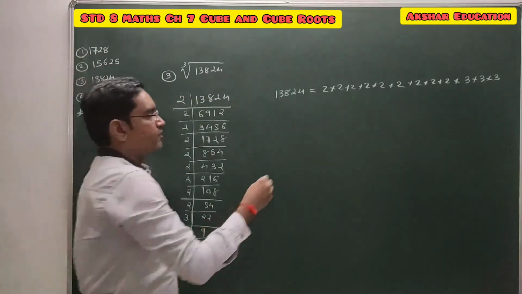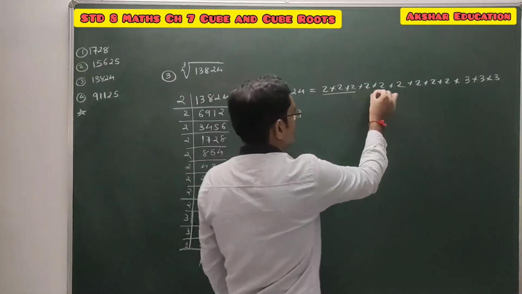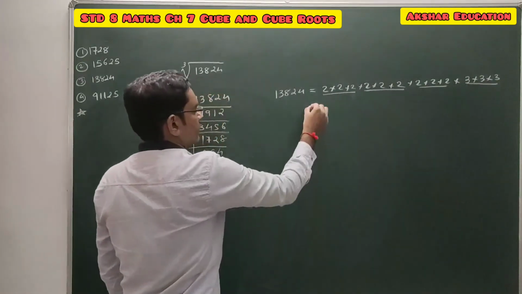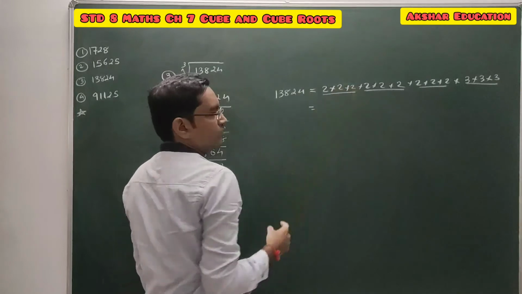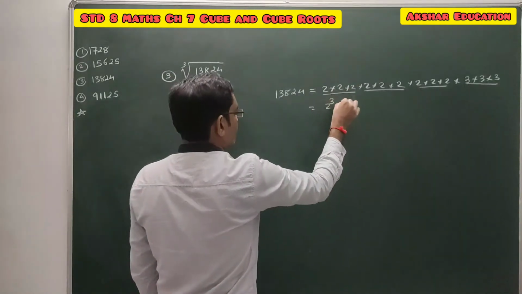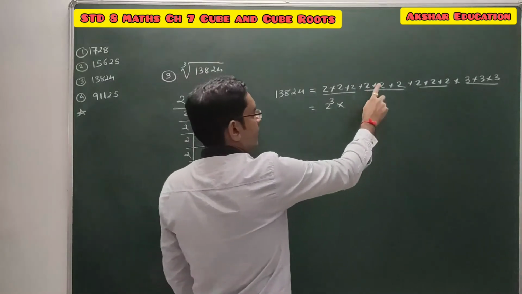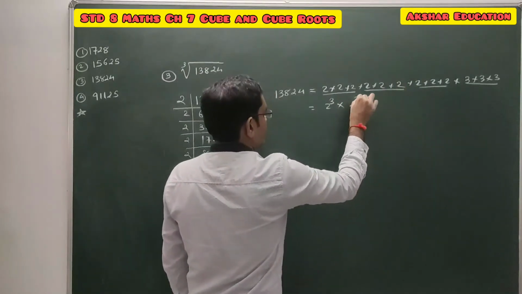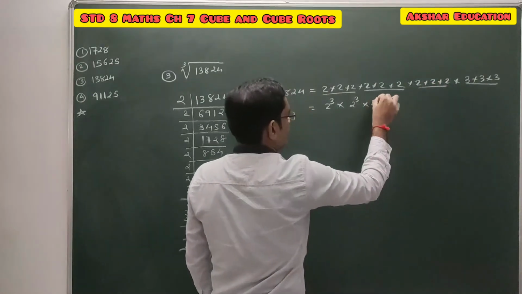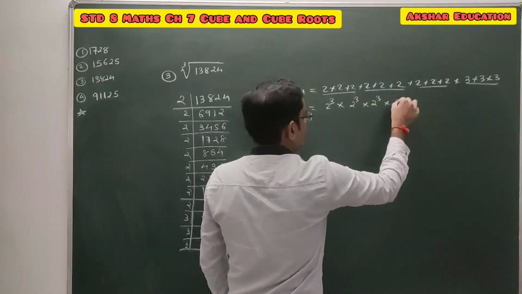Then make the group of 3 3 factors. First group, second group, third group and fourth group. So 2 into 2 into 2, multiplication of 2 with 2 3 times. So it's a 2 cube power. Again 2 into 2 into 2, 2 cube, 2 multiplied by 2 multiplied by 2, 2 cube and 3 cube.